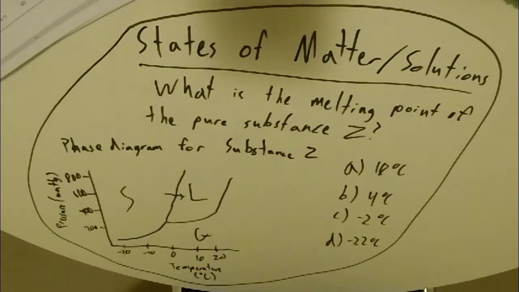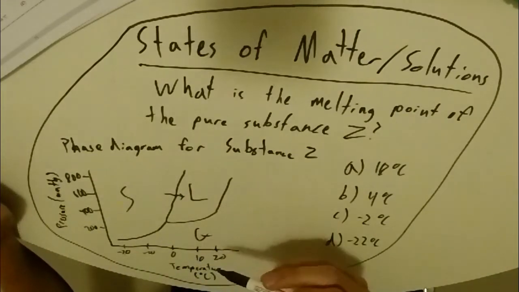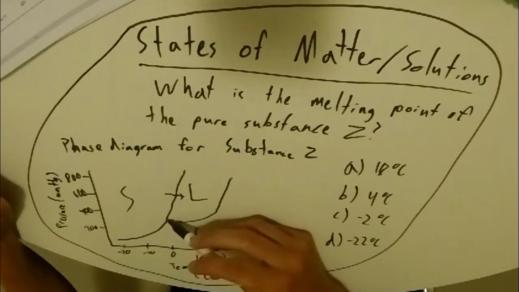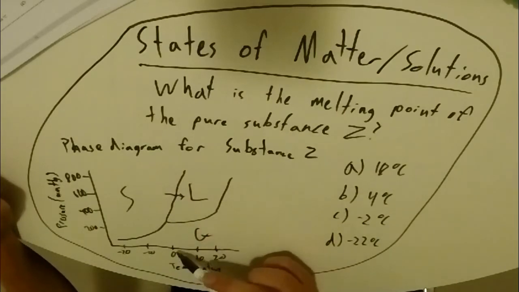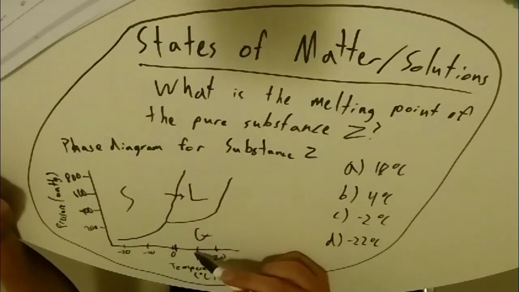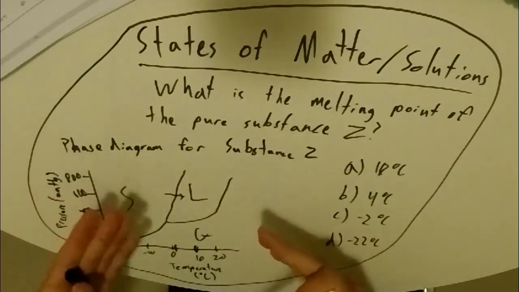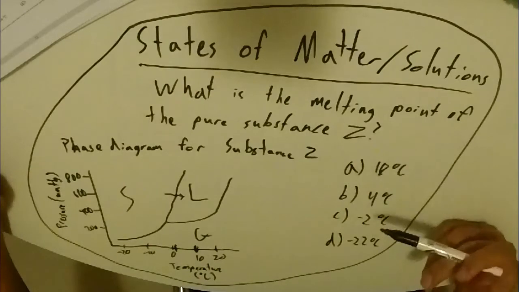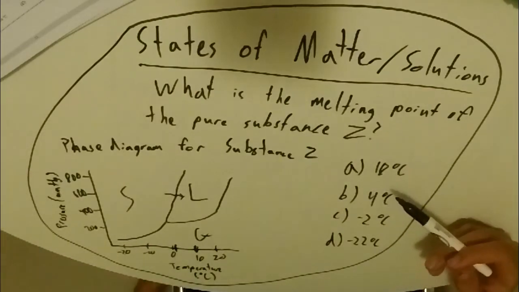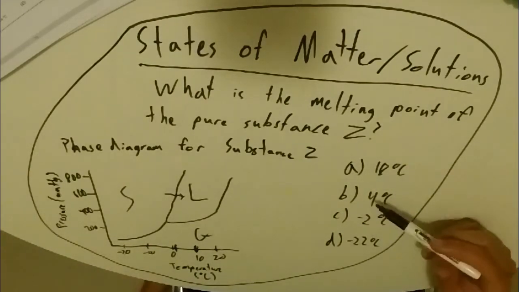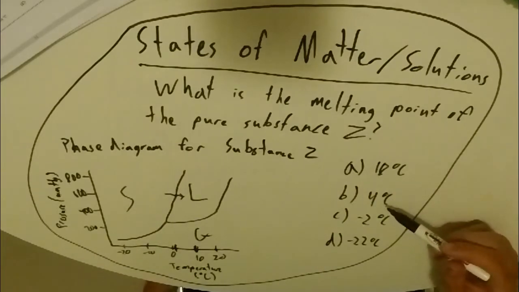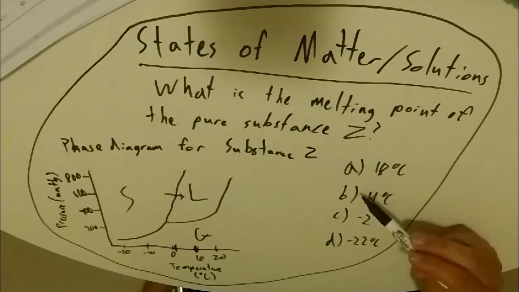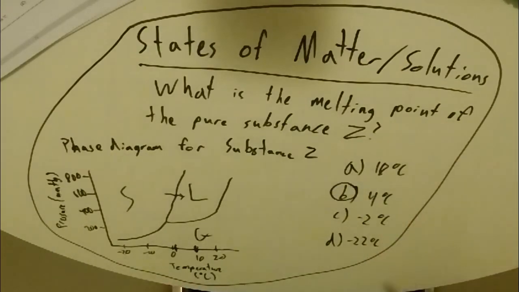And you know that it will make that transition between these temperatures, 0 and 10, just based on your observations from the graph. So, all you do is look at your temperatures between 0 and 10, and 4 degrees Celsius is your only one that falls between that. So B is going to be your answer.